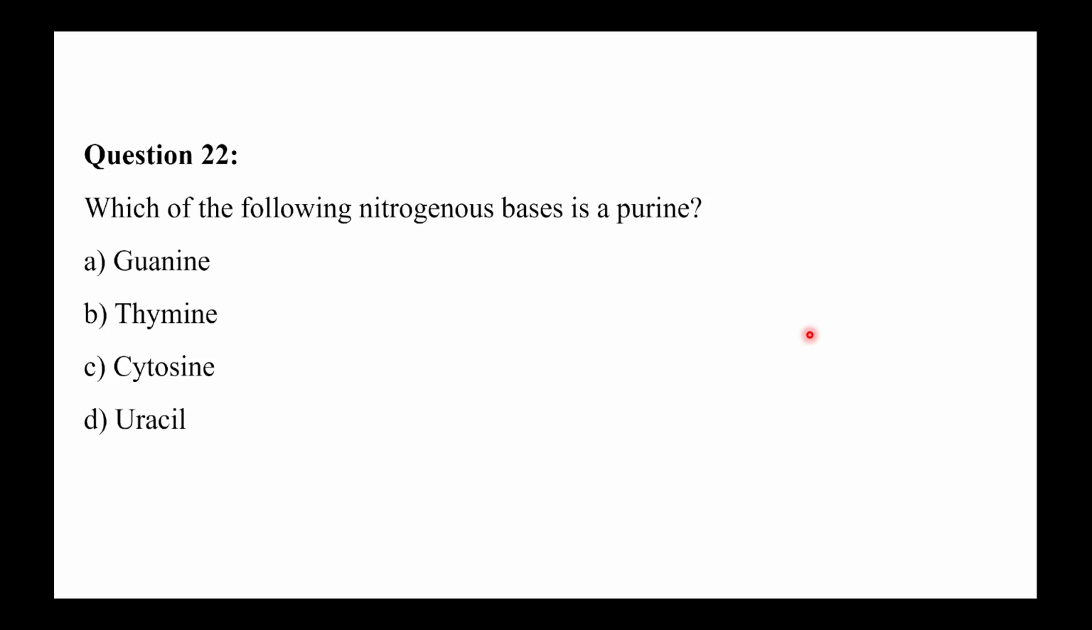Which of the following nitrogenous base is a purine? Options are guanine, thymine, cytosine, and uracil. Which of the following is a purine? Guanine, thymine, cytosine, and uracil. Write your answers in the chat box.